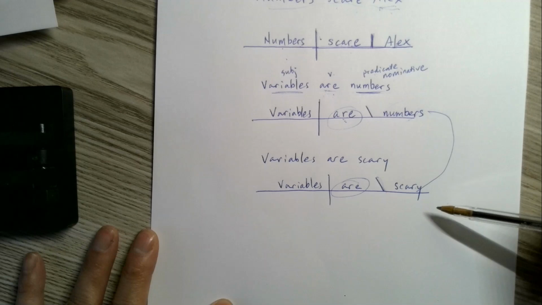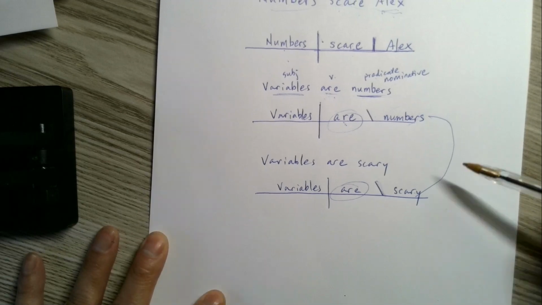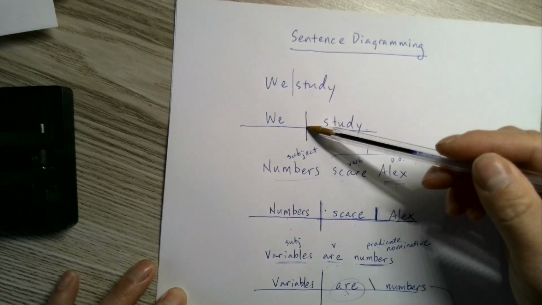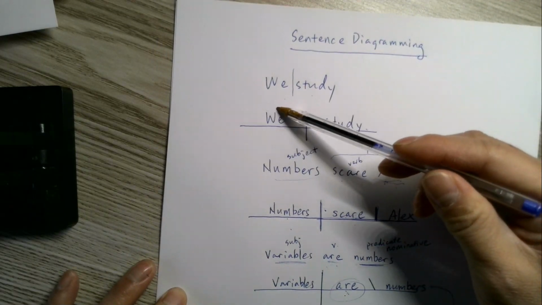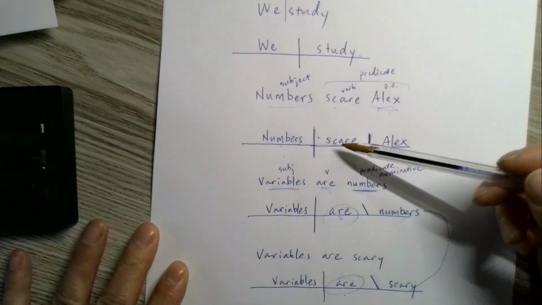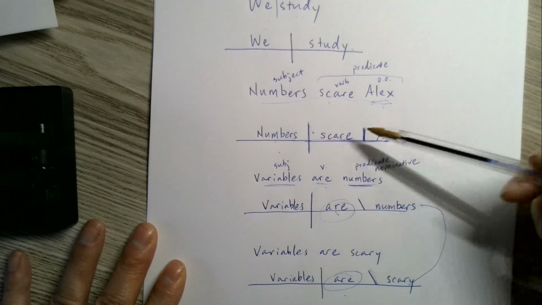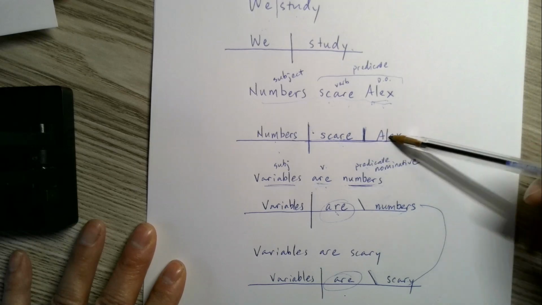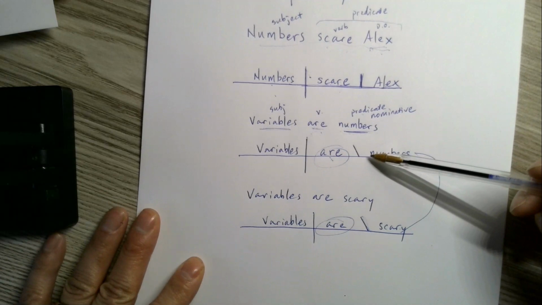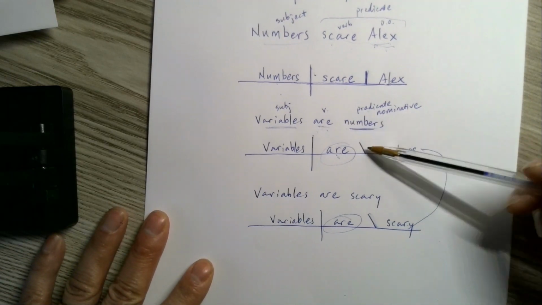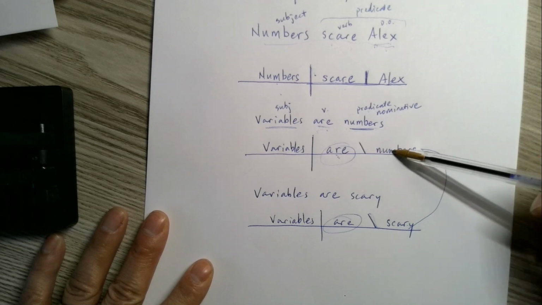So I'll leave you with that thought, and just quickly summarize what we have here. We have we study. This line separates the subject and the predicate. And then in the predicate, in the second sentence, we had a direct object. So we use a vertical line, but not going through the horizontal line, to separate the verb and the direct object. In the third sentence, we had a verb, but not a direct object, a predicate nominative. And we use a backward slash to separate the verb and the predicate nominative.